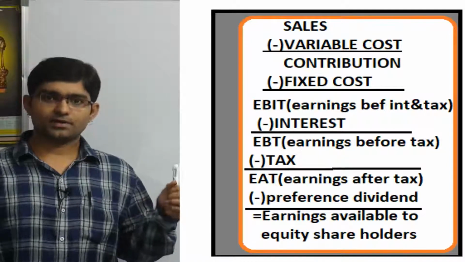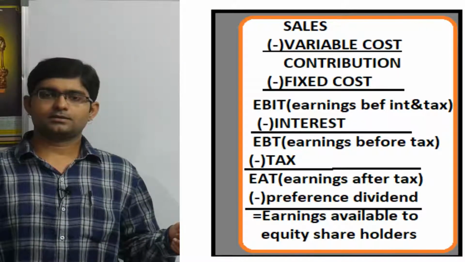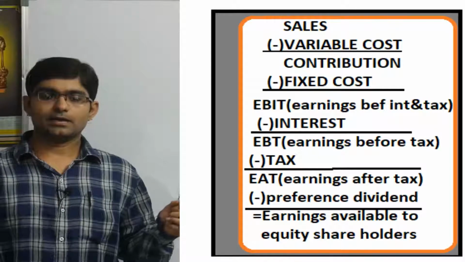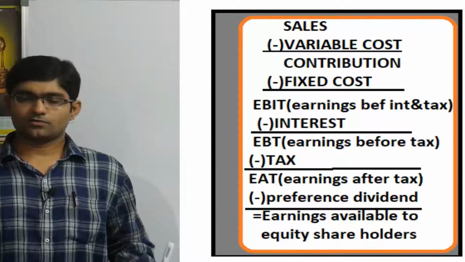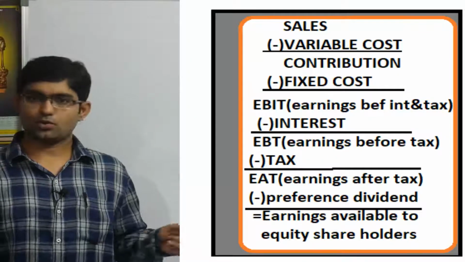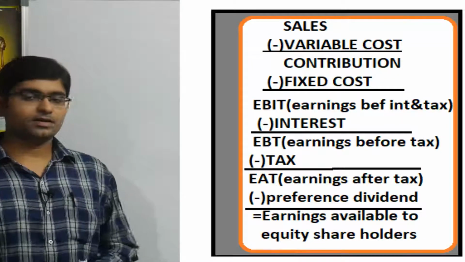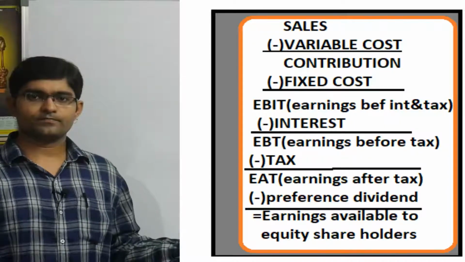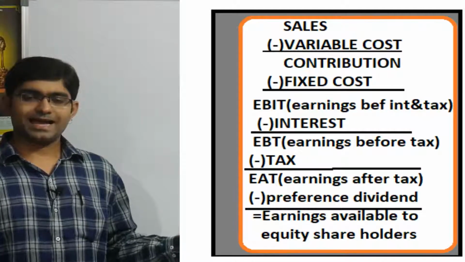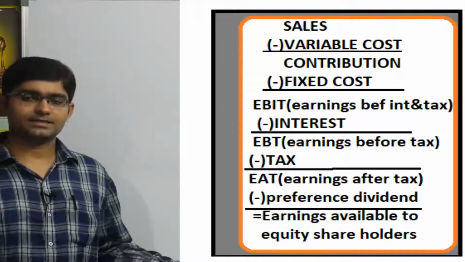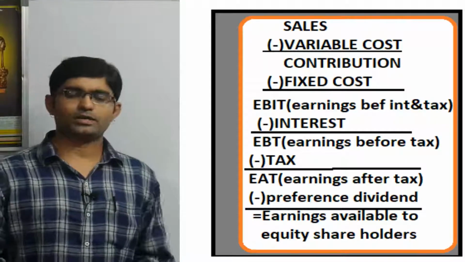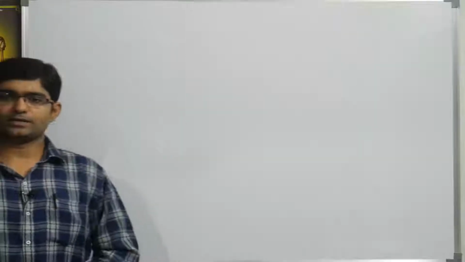This earnings after tax needs to be shared by preference shareholders and equity shareholders. First, preference is given to preference shareholders, so the preference dividend needs to be deducted from this earnings after tax, and the remaining is the earnings available to equity shareholders. This is the profitability statement.